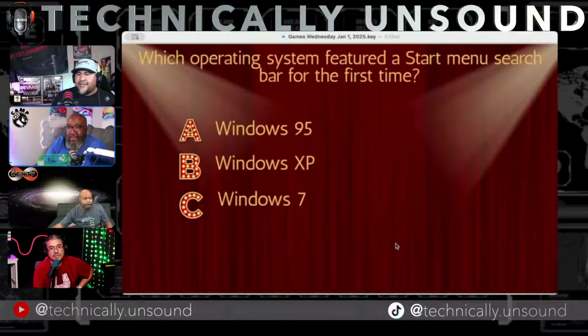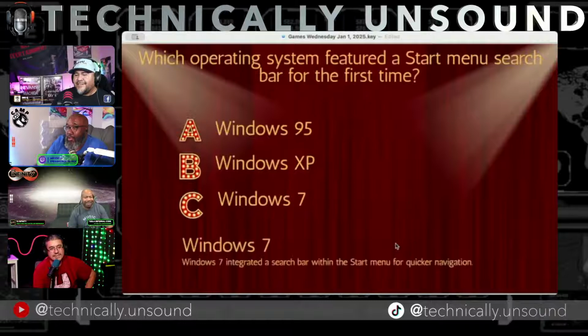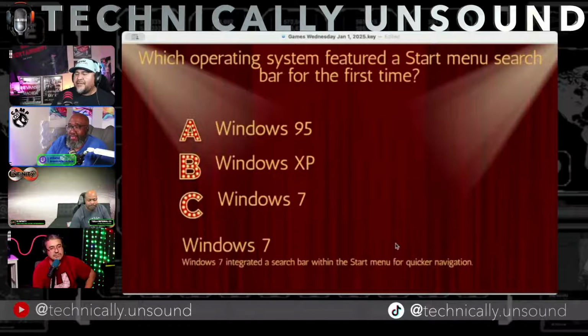Which operating system featured a start menu? Where did the start menu come in? B. Dun, dun, B, dun. What's Magic saying? I'm not saying anything. But you're the smart one. He knows all of it, so he's not saying anything. I told you that. You said I know all this, so Windows 7. I honestly don't even remember XP in 95.